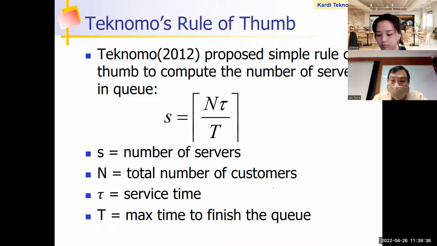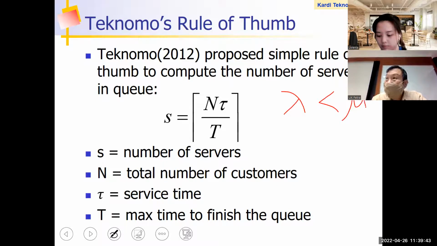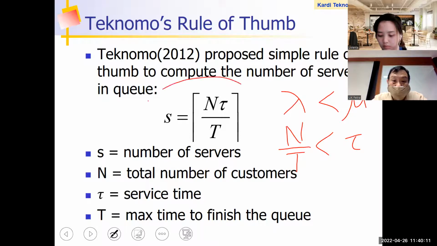I just base it on lambda must be less than mu. What is lambda? Lambda is basically the number of customers per time. It must be less than this, which is the service time. The tau here is the service time, right? And then times the number of servers, right? So then you can calculate the number of servers. Is that correct?